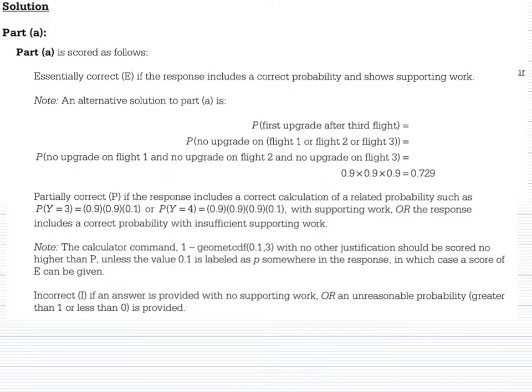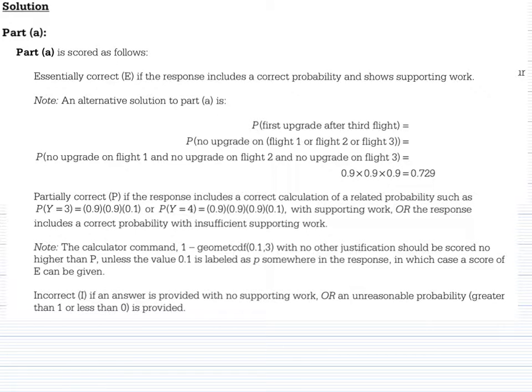So partially correct if you include a correct calculation of related probabilities such as y equals 3, 0.9 times 0.9 times 0.1, and you calculate that, or y equals 4, 0.9 times 0.9 times 0.9 times 0.1, with supporting work. The supporting work has to be there, or the response includes a correct probability with insufficient supporting work. So you can have your correct probability, but if you don't have your work showing and what it is you're finding, then it doesn't work.